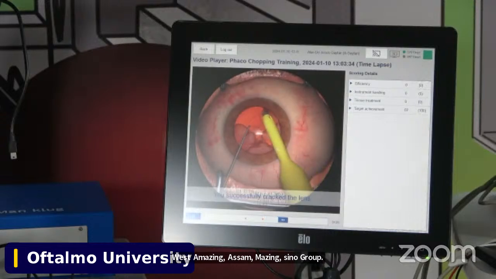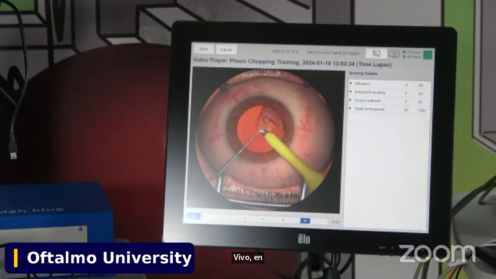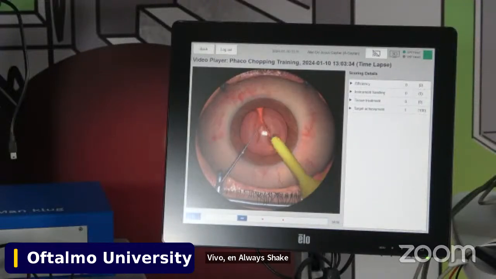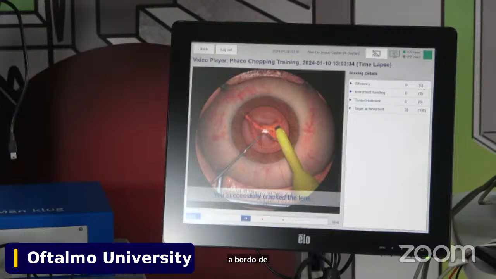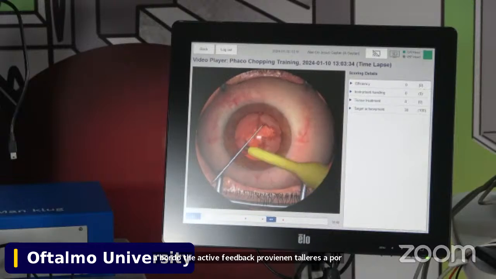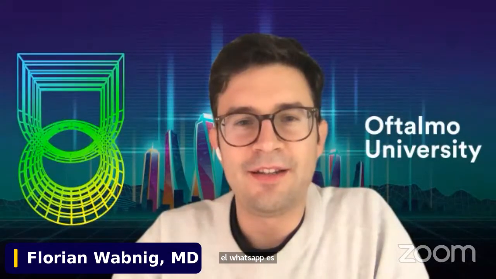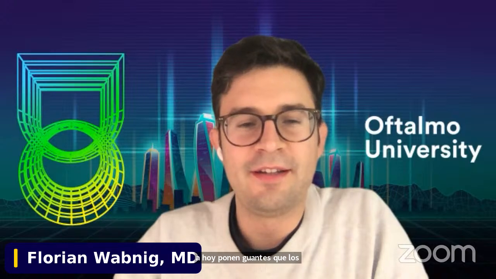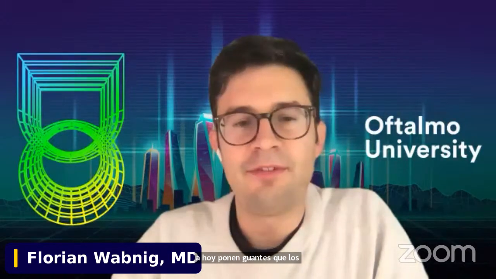So before Lisandro starts sharing the introduction, let's ask Florian about the objective feedback. Florian, tell us a little bit. How important was this in the curve? What I found amazing about the simulator, and really good, what you don't have in the actual surgery, is the quantitative feedback.